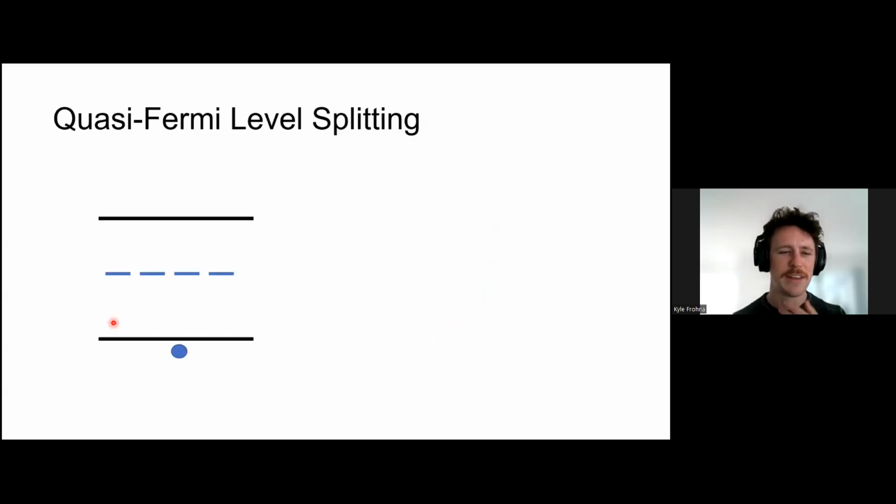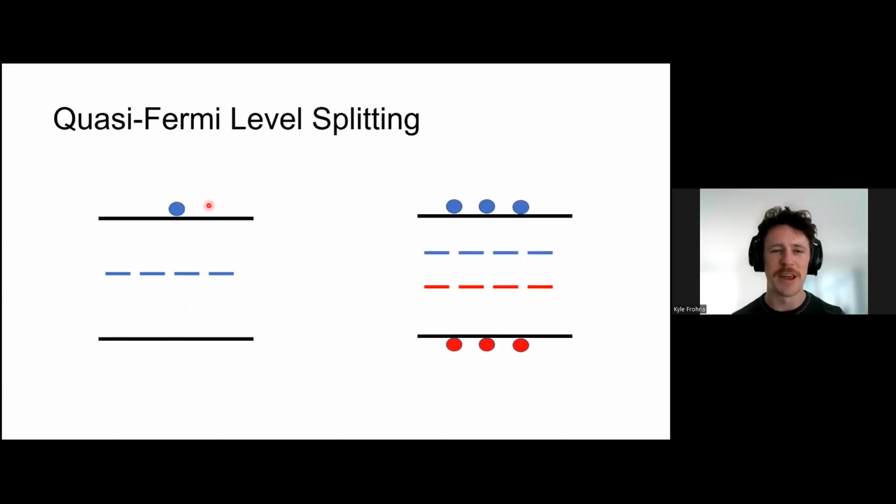Here's some graphics that I made, Hollywood style, being in California. We have our semiconductor with a valence band and a conduction band and a Fermi level in the center. In the ground state, effectively all of these states will be occupied by electrons and all of these states will be empty. We shine in our photon and an electron absorbs its way up into the conduction band. If we shine light in the steady state, we will have some steady-state excited population of electrons up here, and we'll have depleted some states in here.